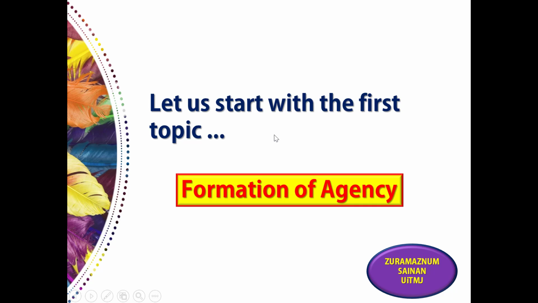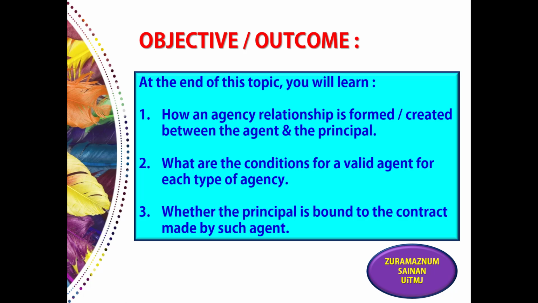Now, the first one is the formation of agency. So, what's the objective? What's the outcome? At the end of this topic, what will you learn under the topic of formation? First, you are going to learn about how the agency relationship is formed or created between the agent and the principal. Second, what are the conditions for a valid agent for each type of agency? And third, whether the principal is bound or not to the contract made by such agent.